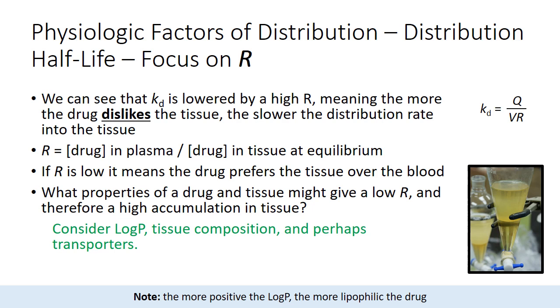At least as important as that is understanding what types of properties would affect R. So what properties of a drug and tissue might give a low R and therefore a high accumulation in the tissue? Okay, so those are two factors, right? The drug and the tissue. So let's talk about the drug.